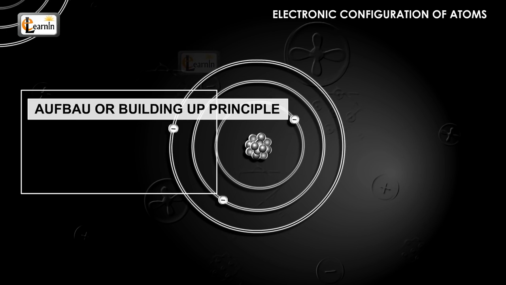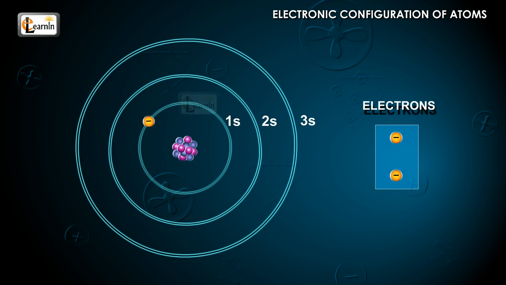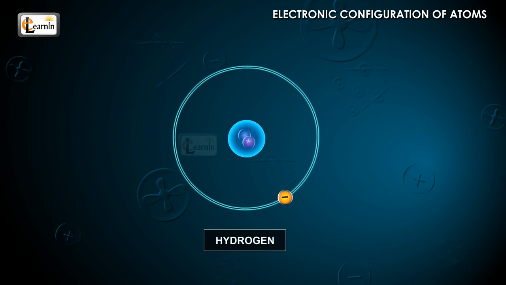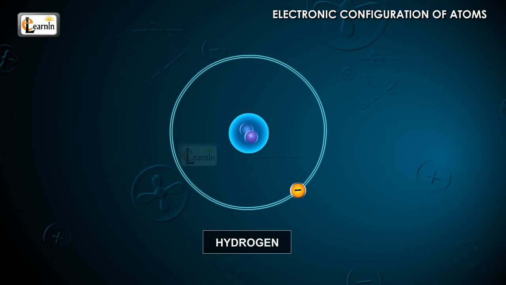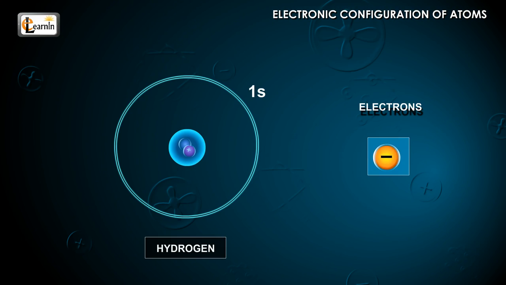According to this principle, an electron always occupies the lowest energy orbital first before filling the higher level. For example, an electron always occupies 2s, the lower energy orbital, first, instead of the higher 3s orbital. The Aufbau, or building up principle, can be explained with the example of the hydrogen atom. Hydrogen has one electron. This electron enters the 1s orbital, which has the lowest energy.